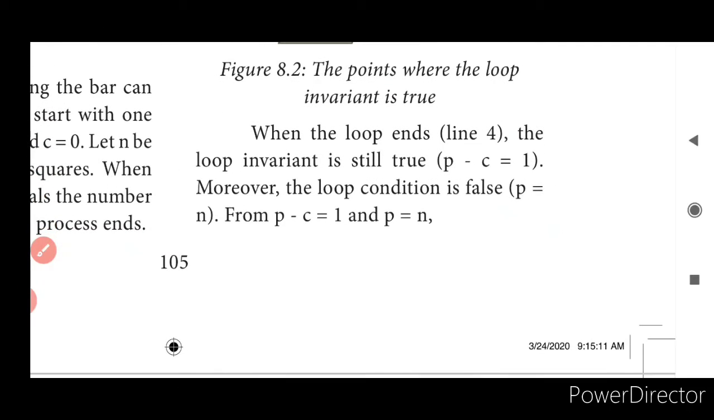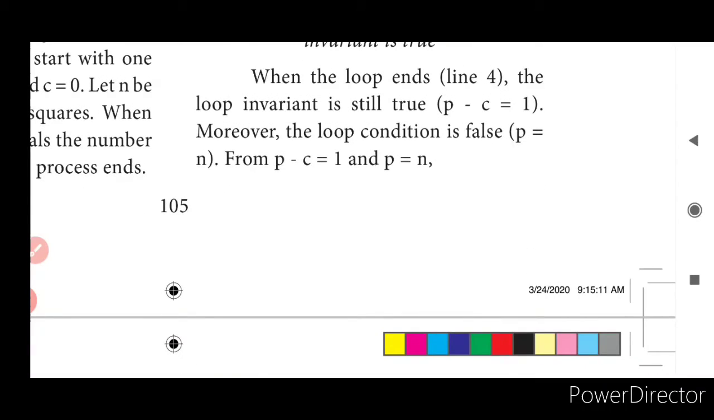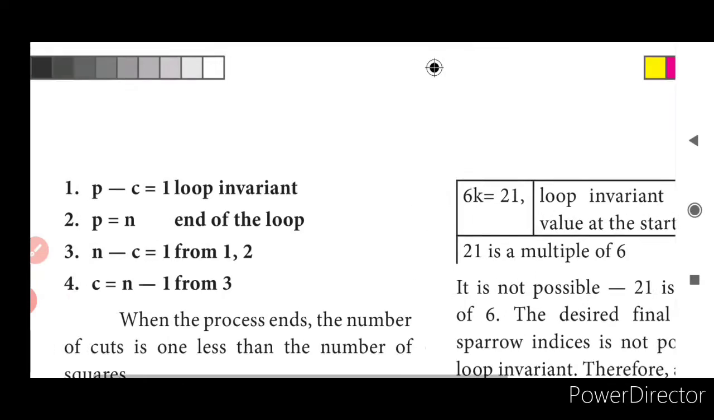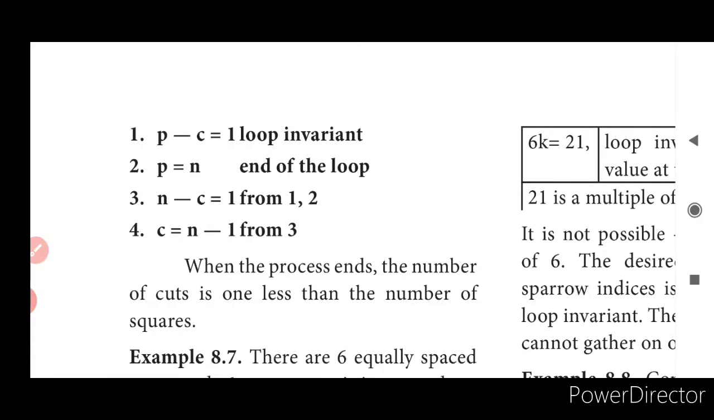When the loop ends on line 4, the loop invariant is still true. P minus C will be equal to 1. Yes or no? When 4 pieces are there, the cuts will be 3. 4 comma 3. So 4 minus 3 will be equal to 1. It does not change. If it is not going to change, then it is called an invariant. Here we are learning what is invariant. So P minus C is equal to 1, which is the loop invariant. And when P is equal to N, this is the end of the loop.